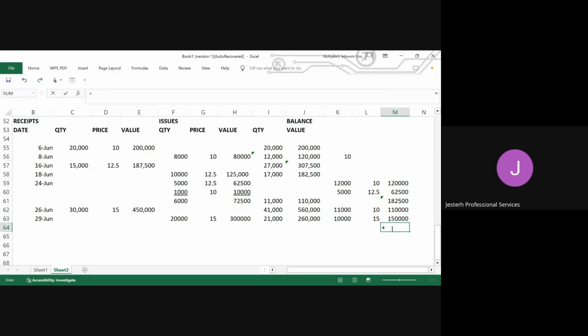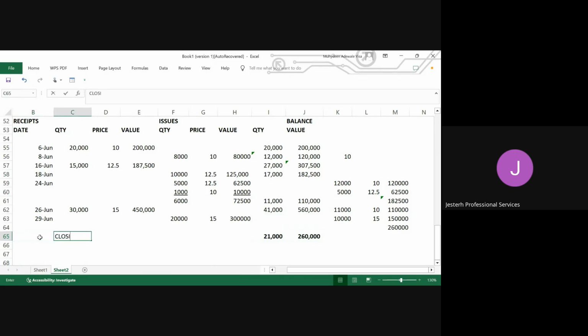Now we say we have 110,000 plus 150,000. Good. It means what we say we have in the store as the closing balance is still what we have, which is the total unit of 20,000 at the total value of 206,000. Let me shift it down here so that this is our closing balance.